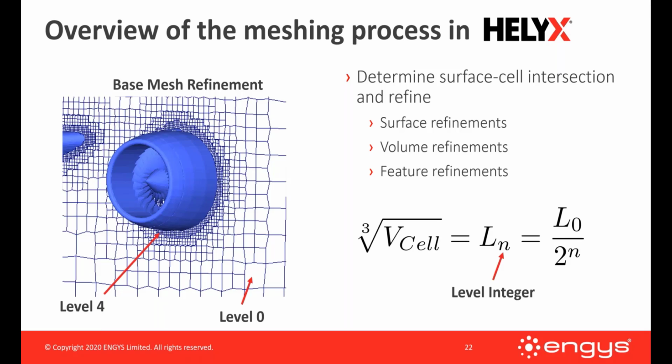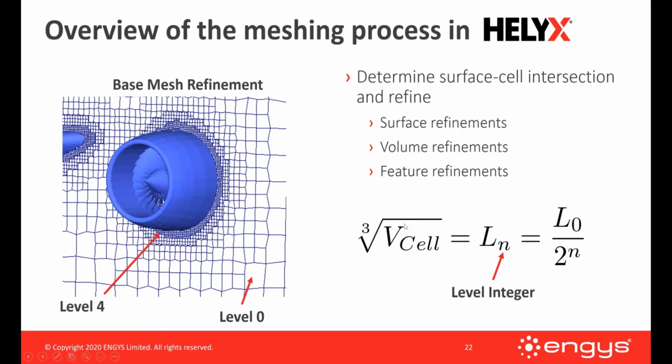Now, how do these refinement sizes actually relate to each other? I mentioned the word level, and everything is with reference back to level 0. So level 0 is this furthest cell. Then we've got this layer of level 1, then this layer of level 2, then this layer of level 3, and then very close to this engine, we've got level 4. Okay, great. How does that relate to the base mesh spacing?